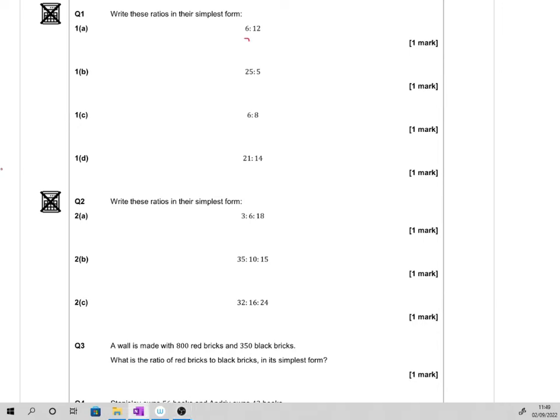Okay, so 3, I'm just going to halve them. 3 to 6, divide by 3, 1 to 2. Divide by 5, 5 to 1. You're just finding a common factor, something that you can divide both sides by. You don't have to get all the way down to 1 to 2 in one go, but just as far as you can go. I can divide by 2, so that will be 3 to 4. That's as far as you can go. 21 to 14, I can divide by 7, 3 to 2.